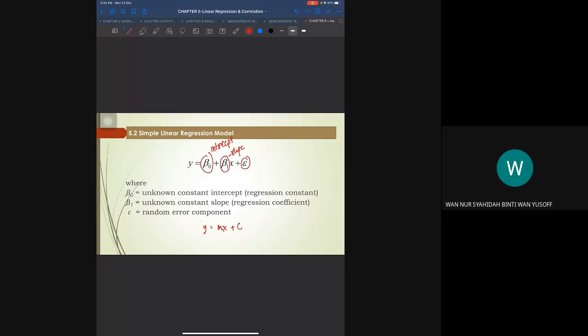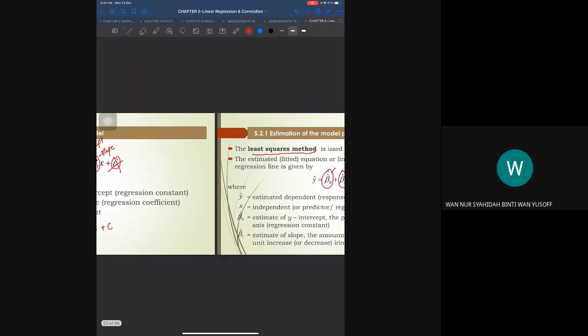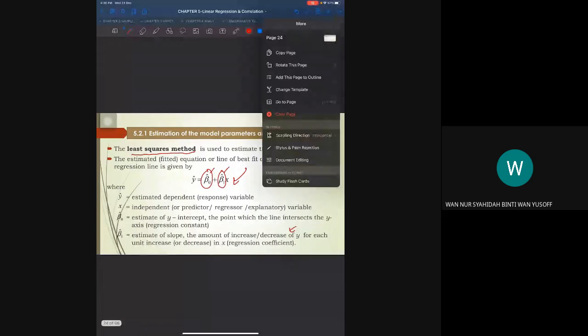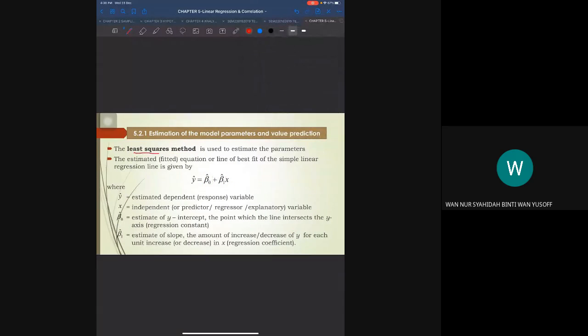To discard the epsilon, we will use a fitted model. We use the least square method to estimate the parameters. For the simple linear regression, we have two parameters, which are the intercept and also the slope, beta 1 cap. So when we say estimate parameters, this is what we meant. We have to find the beta node cap and also beta 1 cap. When we use a fitted model, there is no epsilon.